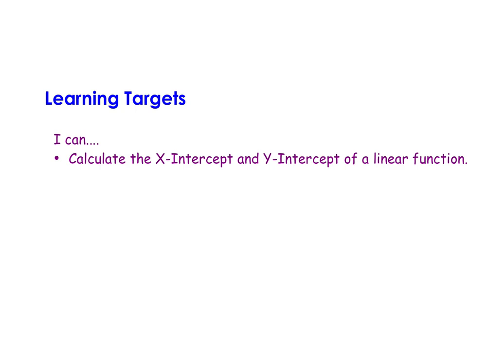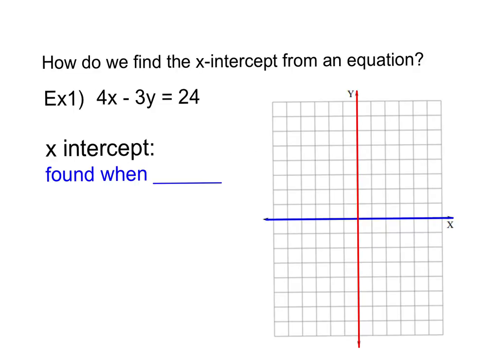In this video, we'll be learning how to calculate both the x-intercept and the y-intercept of a linear function by using algebra. In order to find our x-intercept, we need to look for some patterns amongst the points that are along the x-axis. We know that the x-intercept is found when we cross this blue line here, the x-axis.